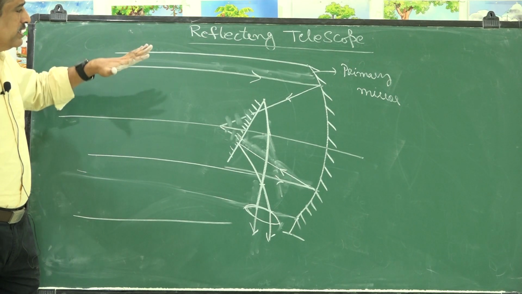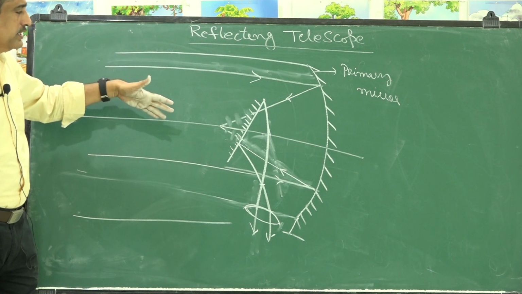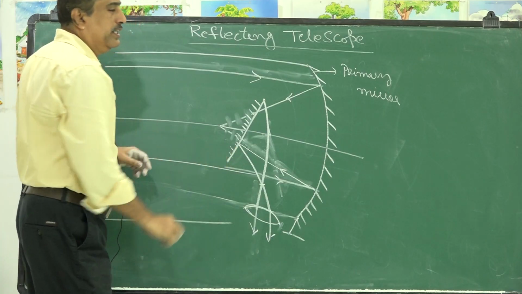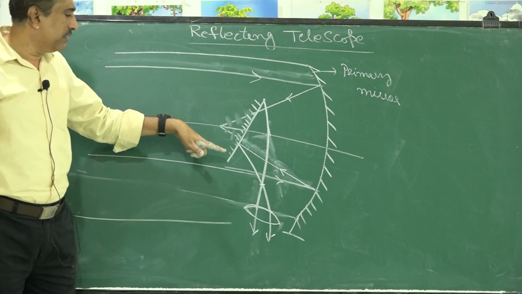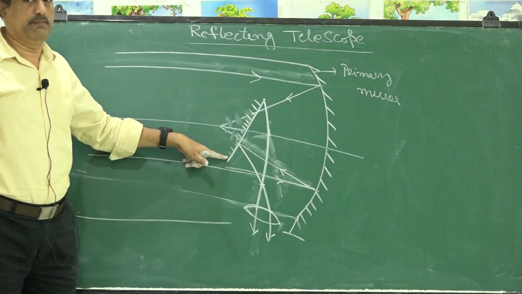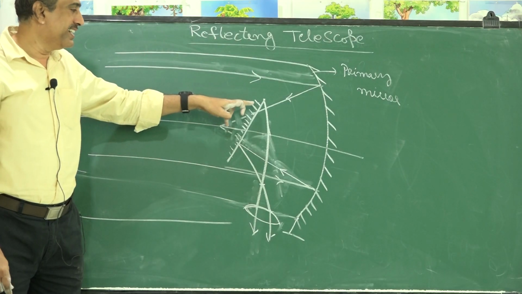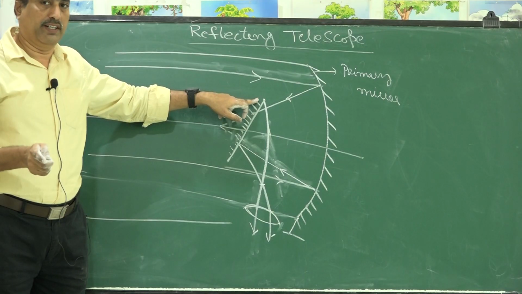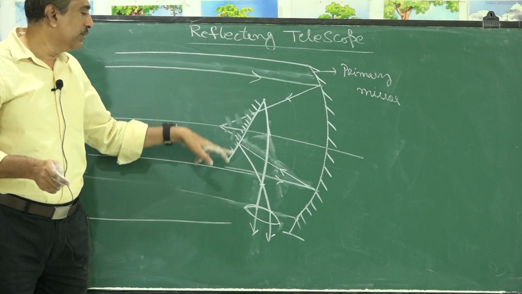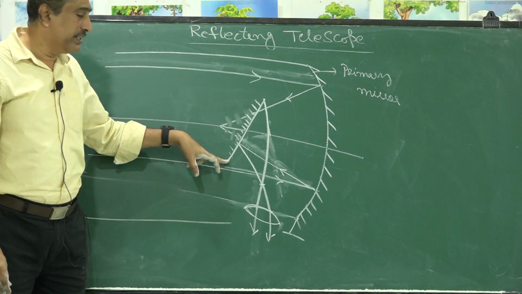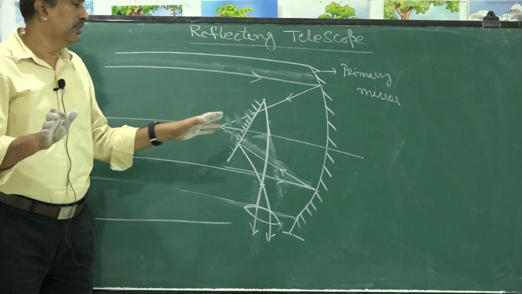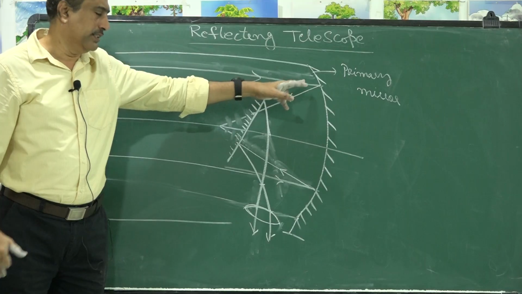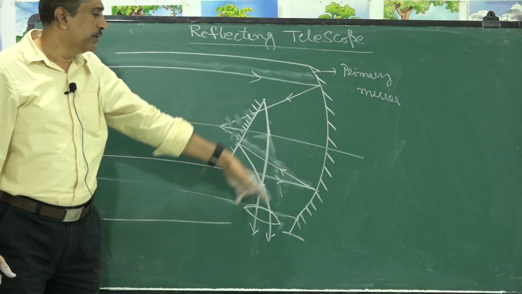The major difference between the Cassegrain and the Newtonian is that in the case of Cassegrain, the secondary mirror is a convex mirror, and in the case of Newtonian, the secondary mirror is a plane mirror. That is the difference, and the primary mirror is the same for both the Cassegrain and the Newtonian.